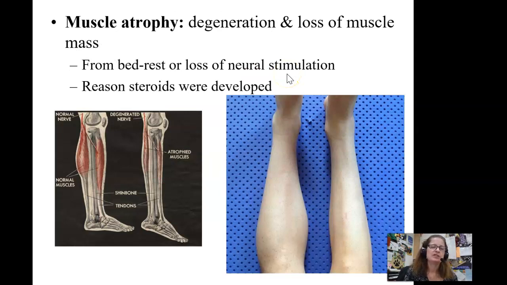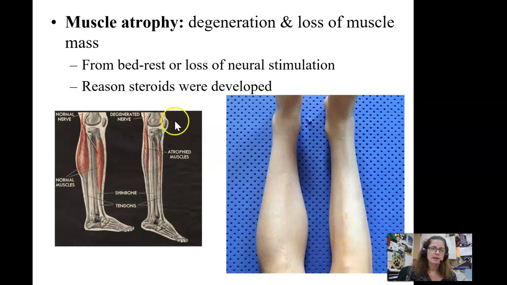Muscle atrophy happens when you aren't able to use the muscle. So if somebody is on bed rest, for example, or they have some kind of condition where maybe they were paralyzed and the nerves aren't functioning to send messages down to those muscle cells. If the muscle cells aren't used, then they degenerate and they get smaller. So in this case, you can see this person is not getting messages to these muscle cells, and the muscle cells aren't being used. So you can see they are much smaller than the left leg itself.